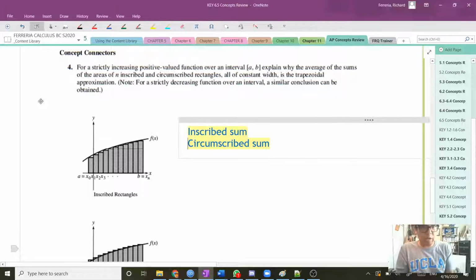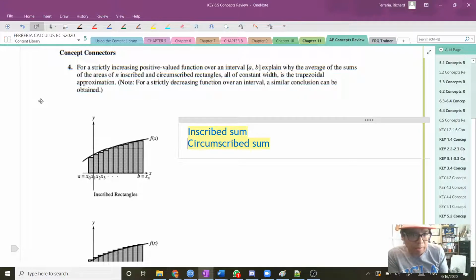For a strictly increasing positive valued function, explain why the average of the sums of the inscribed and circumscribed rectangles, all of constant width, is a trapezoidal approximation. For a strictly decreasing function over an interval, a similar conclusion can be made. Okay, well, let's take a look at, first of all, the inscribed sum.